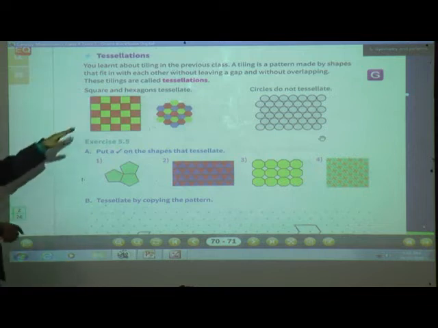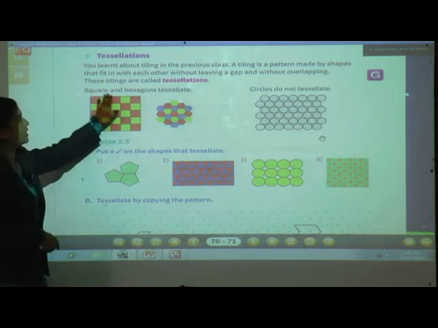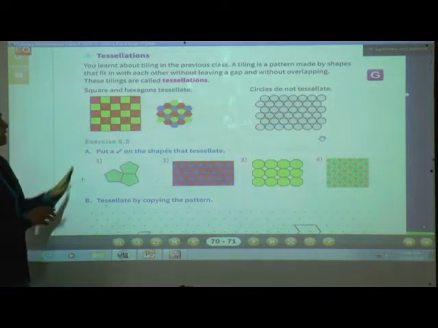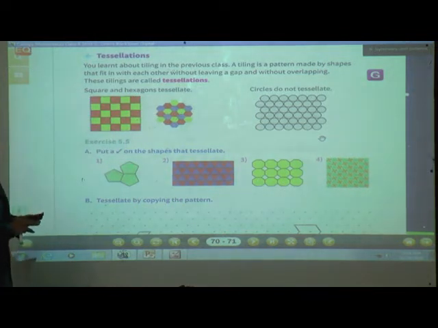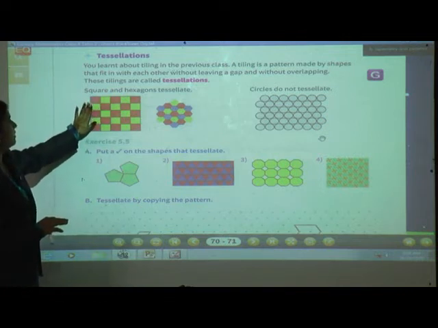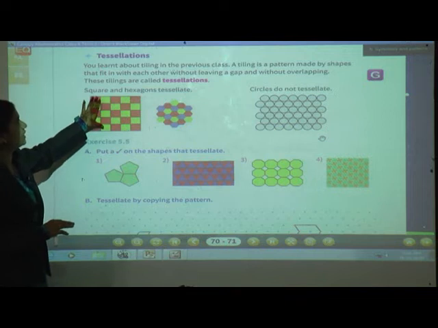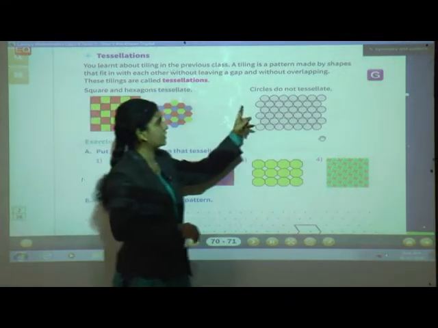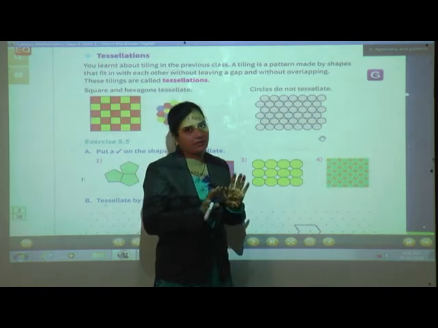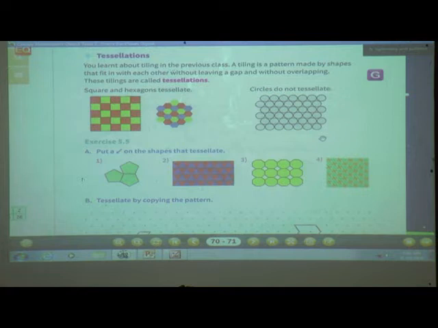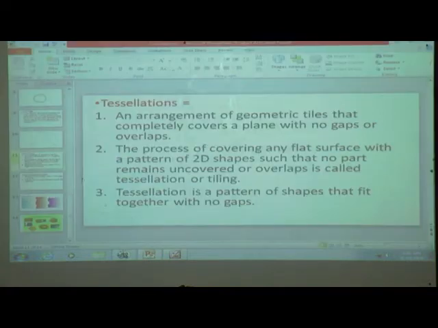See here, square and hexagons tessellate. Is there any type of gap? No. Okay, so here is a pattern made by shapes that fit with each other, you can see. But circles do not tessellate. Okay, now we'll see the definition of tessellate here.